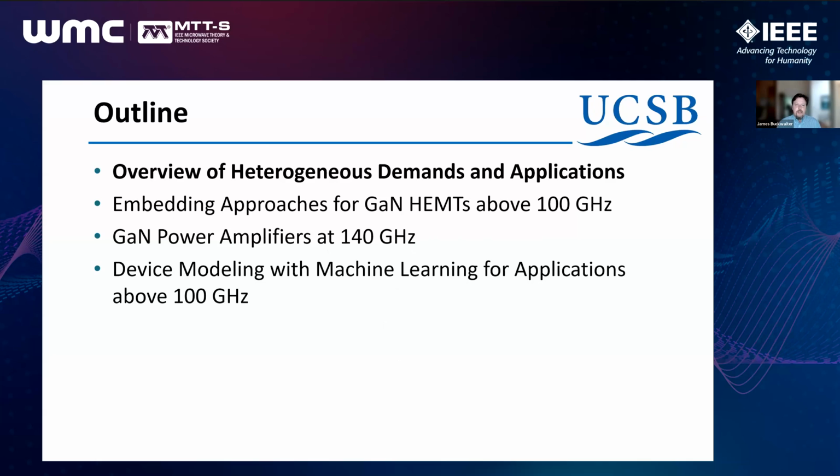I'll talk a little bit about the overview for what we need with heterogeneous devices and the demands for communications at higher frequencies. Some of our work is focused on circuit techniques rather than transistor technologies. So we call those circuit techniques embedding networks. And these embedding networks need to be provided to help boost the gain of GaN HEMTs at these higher frequencies. I'll show how these embedding networks have worked in some of the power amplifiers we've designed at 140 gigahertz.